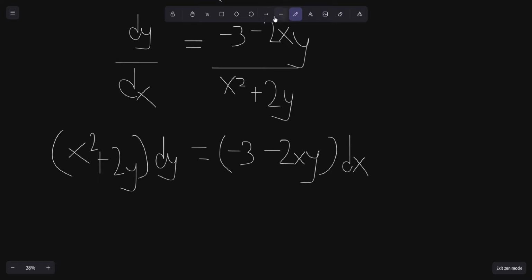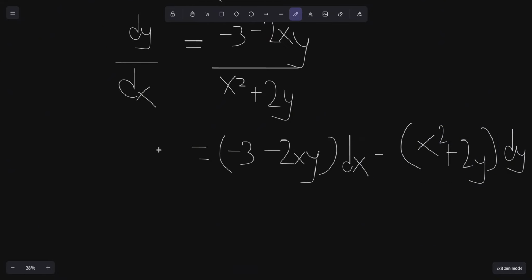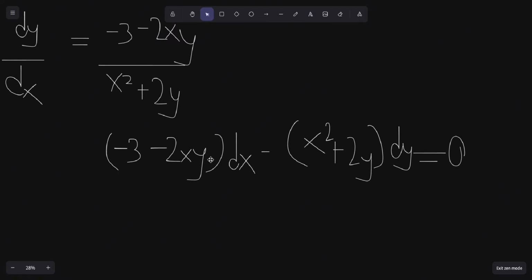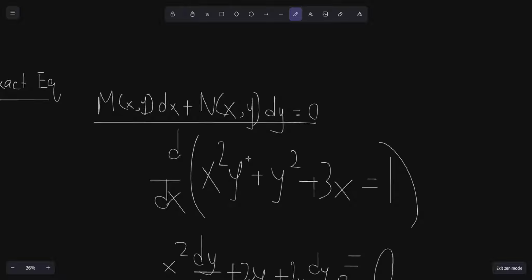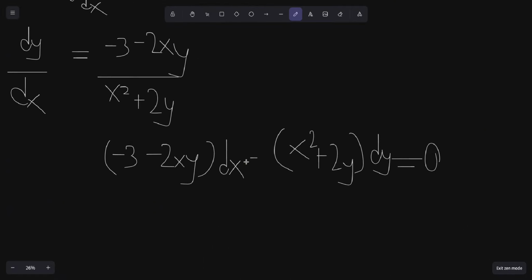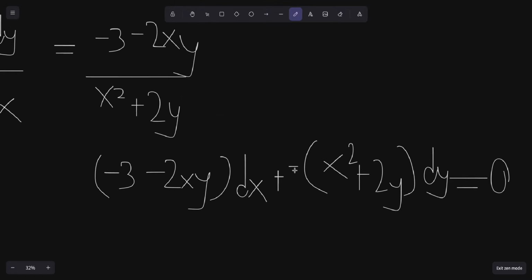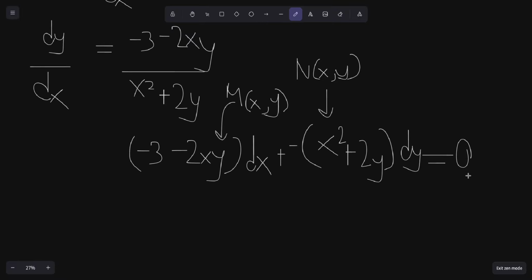And so if I subtract this term to this side and I set that equal to 0, well then, would you look at that? I have some function here, which I call m, that's a function of x and y, dx, plus the other function, right, in this case it's a minus, but you can think about it as plus negative of whatever is in here. This function is going to be n of x comma y. This function is m of x comma y, right? And it's all going to be set equal to 0.